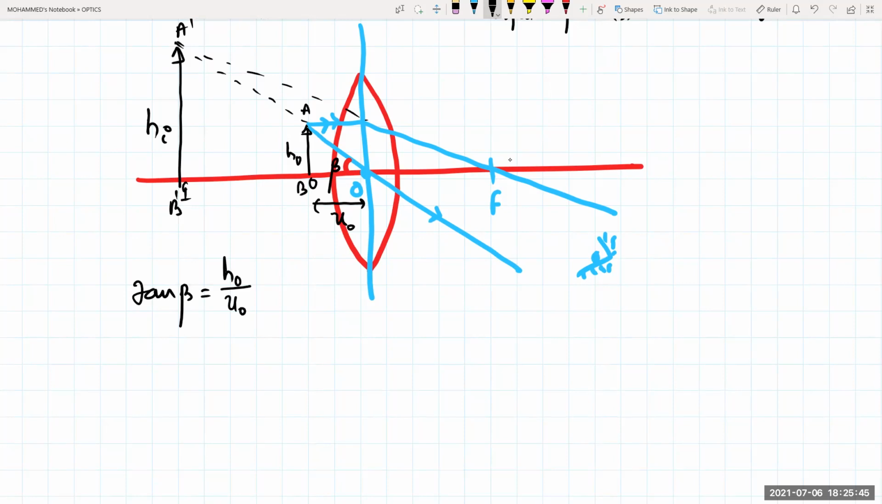As theta is very small, I can write here beta will be equal to H naught divided by U naught. Can I write like this? So for the simple microscope, beta is equal to H naught divided by your U naught.